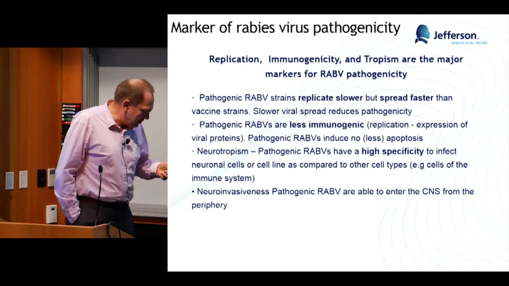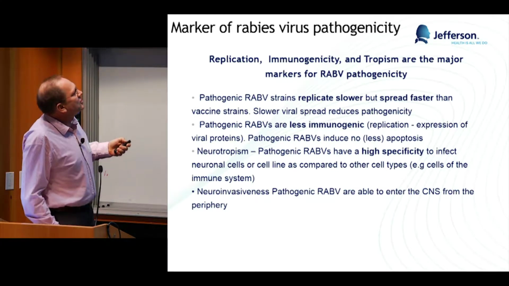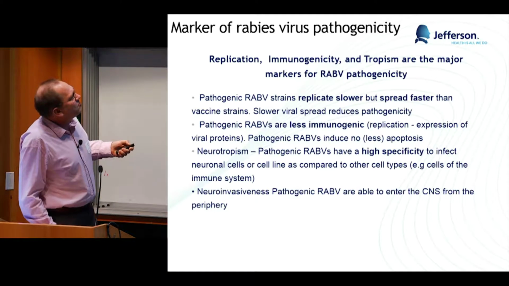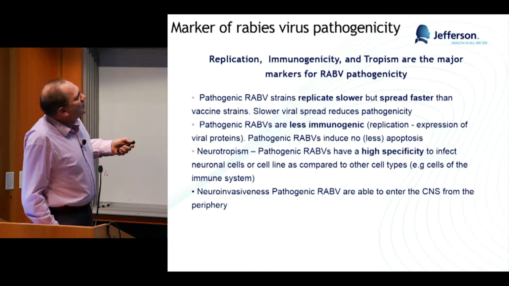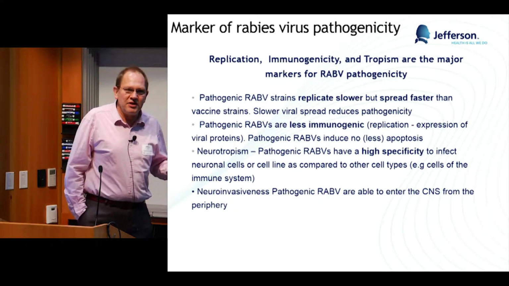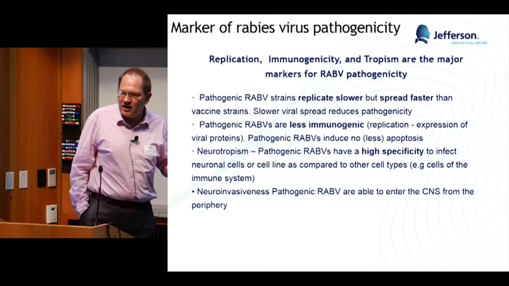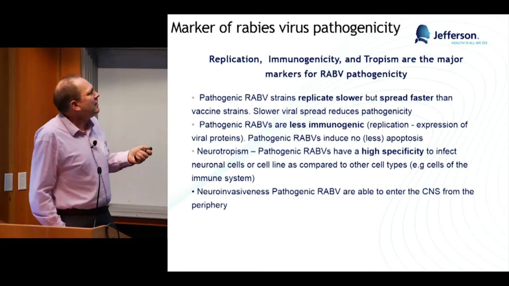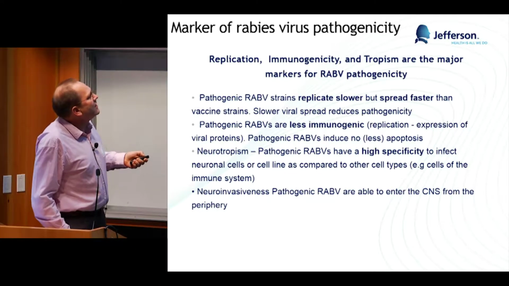So basically, the pathogenicity of rabies, very, very shortly. Pathogenic viruses replicate really slowly and spread fast. They are less immunogenic. Basically, they don't make a lot of protein. They're just sneaky. They stay under the radar screen of your immune system. They go into the neuron and go up to your brain.